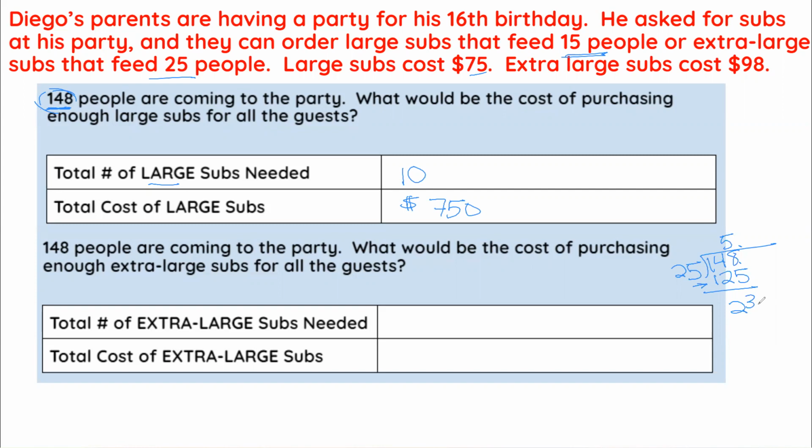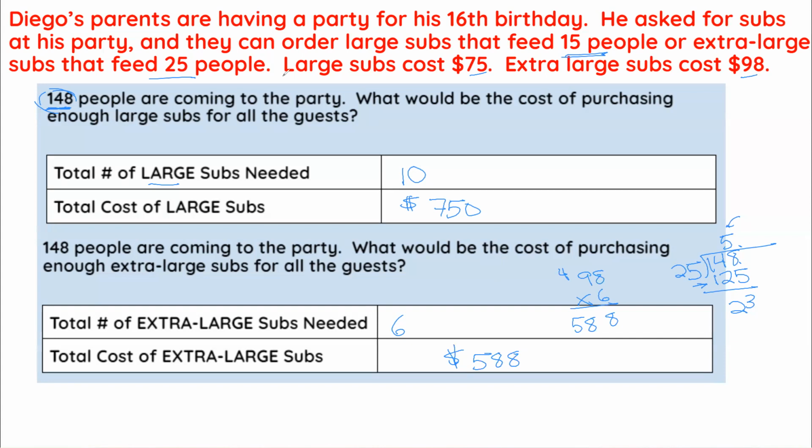So once again, because we have a remainder, that means we're going to have to order one more sub, which would be 6 subs. It would take 6 extra large subs to feed 148 people. And the cost of each of them is $98. So if I was going to spend $98 times 6, 8 times 6 is 48, carry the 4. Then I have 54 plus 4 is 58. So wow, I'd have to buy less subs for less money, right? So the bigger subs is going to definitely save me money.